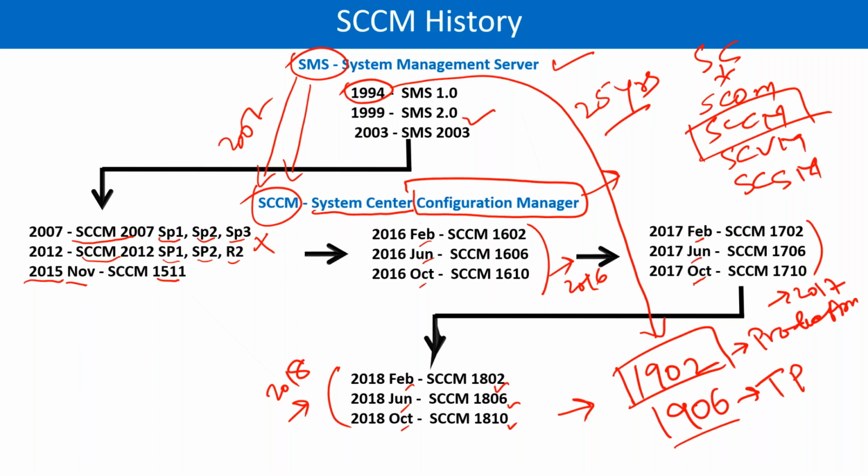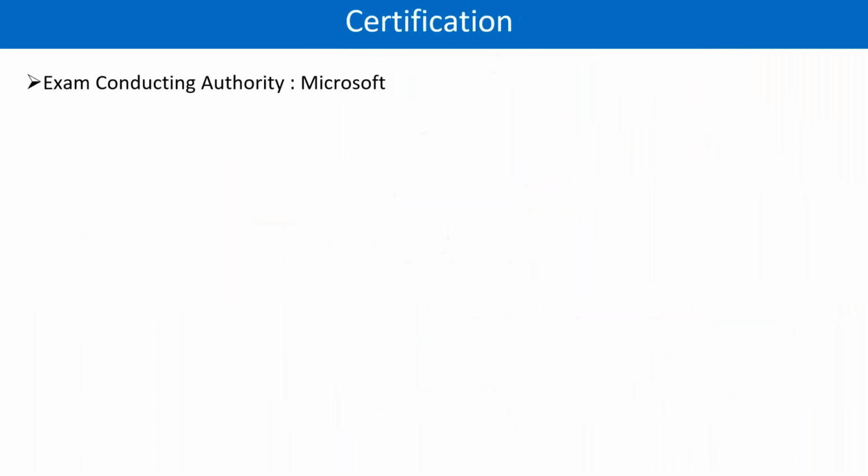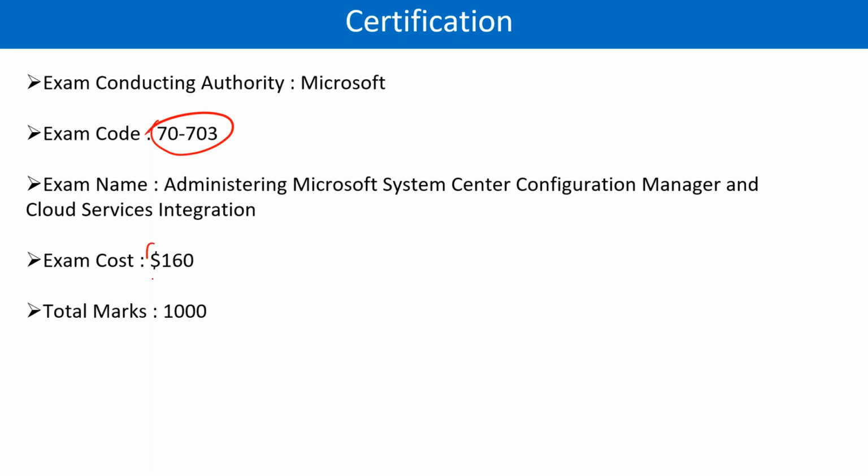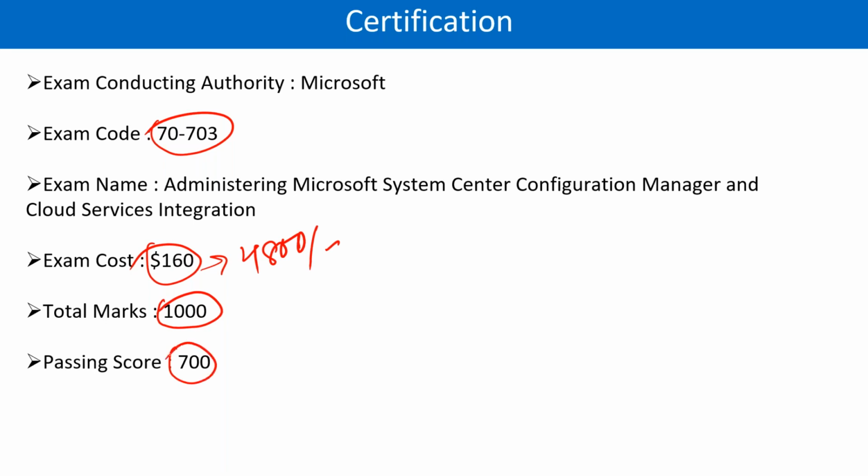This started in 1994. Now let's talk about the certification. Almost all Microsoft technologies have this certification. So Microsoft is conducting this exam 70-703. That's the exam code, and the total cost of the exam is $160 if you are not in India. If you are in India, then you will have to pay 4,800 Indian rupees to take this exam. They are asking total marks 1000, and you need to score at least 700 to pass the exam.